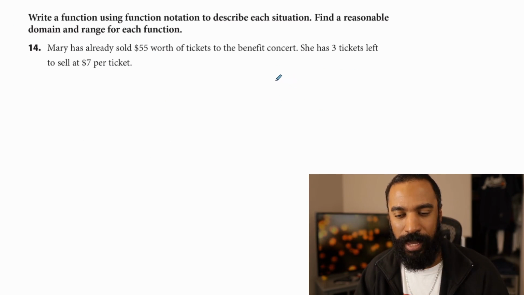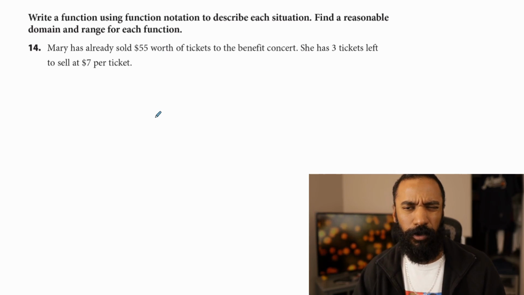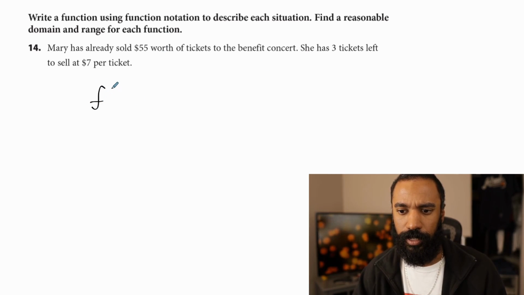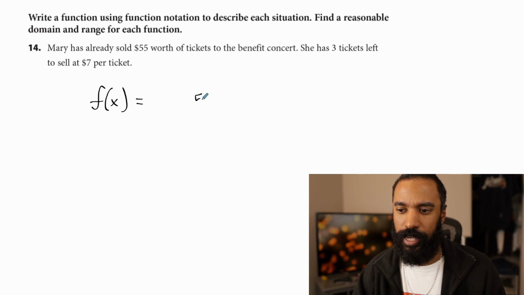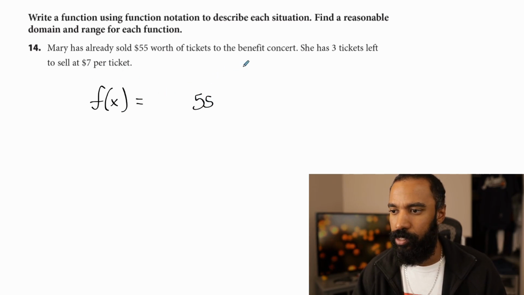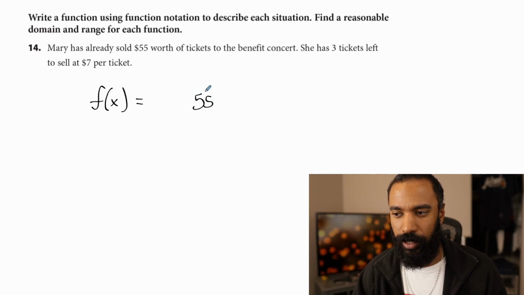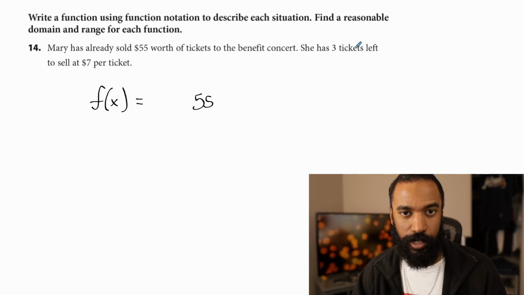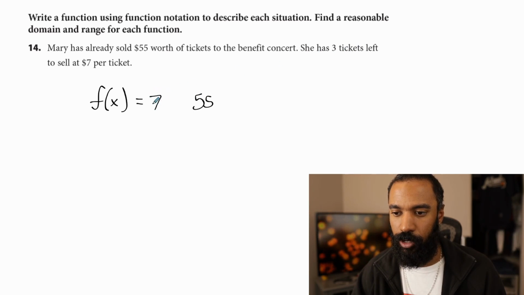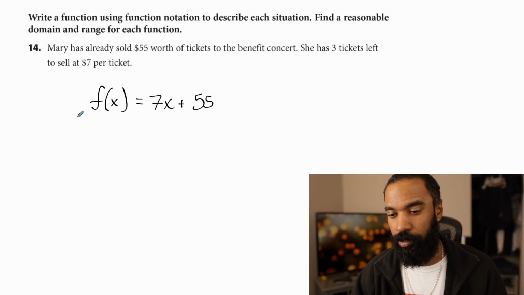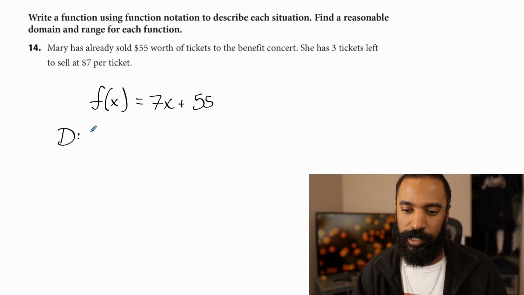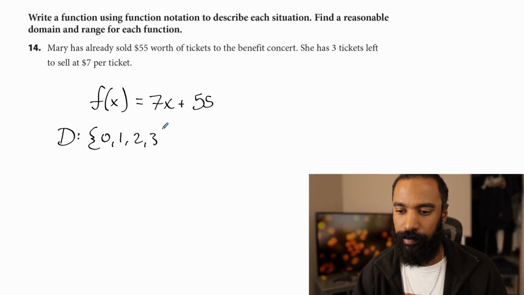Number 14, Mary has already sold. So same concept. I'm just going to write the answer and talk. Mary's sold $55 worth of tickets already. $7 per ticket with 3 tickets left. 3 tickets remaining is the domain portion. $7 per ticket times X tickets plus the $55 she has is her function. Her domain, she can sell 0, 1, 2, or 3 tickets.